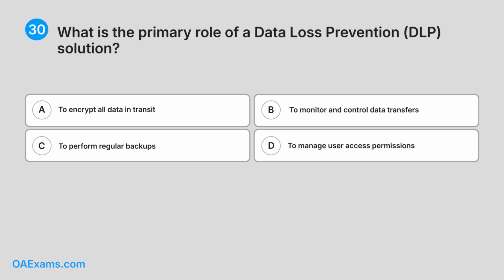30. What is the primary role of a data loss prevention (DLP) solution? A. To encrypt all data in transit. B. To monitor and control data transfers. C. To perform regular backups. D. To manage user access permissions. Can you guess the answer?